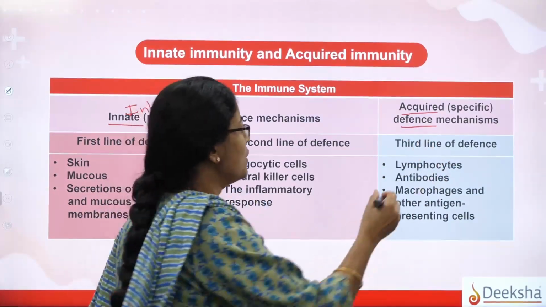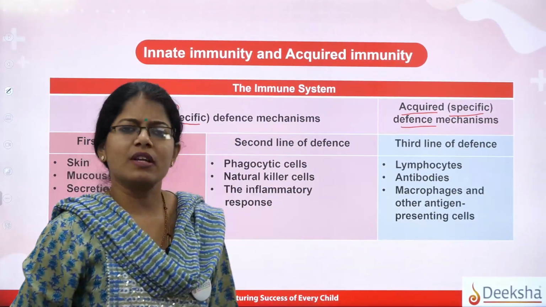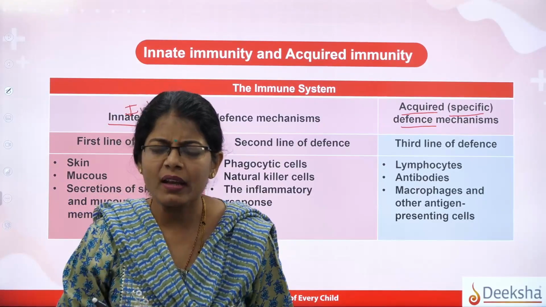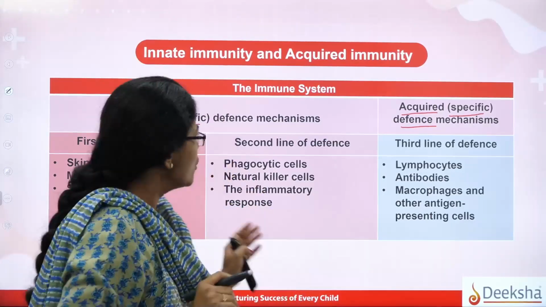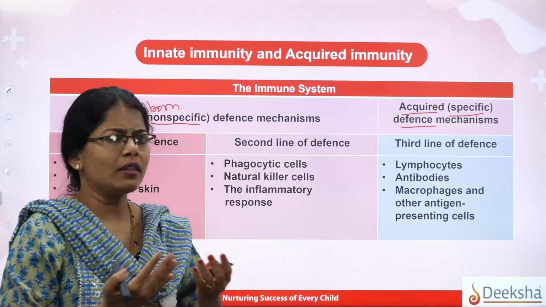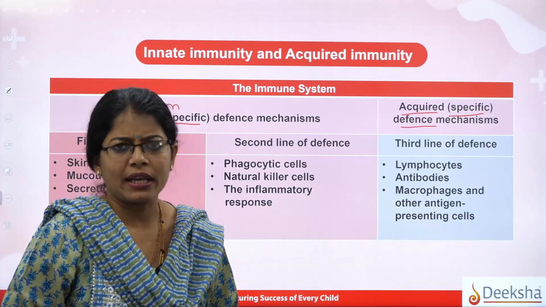Got it? That's why we use a word. They are specific defense mechanism and they are non-specific defense mechanism. Right? So that's a very important attribute of innate as well as acquired. So this is a brief outline of the different mechanisms or cells involved in the innate and the acquired immunity.